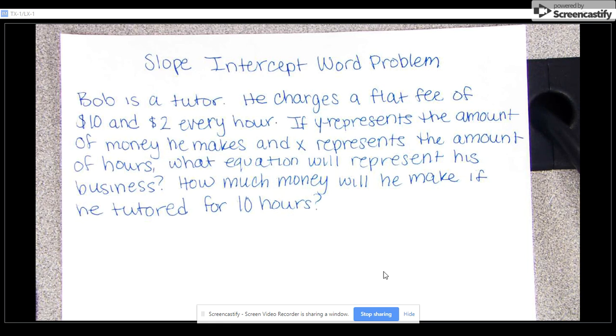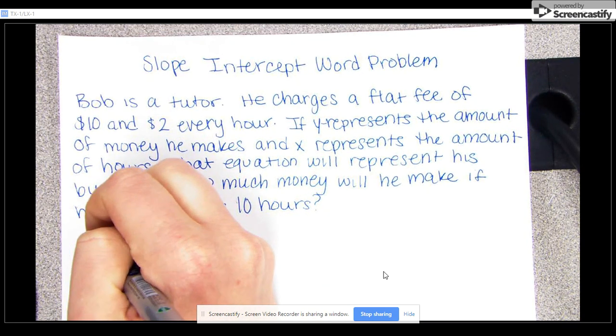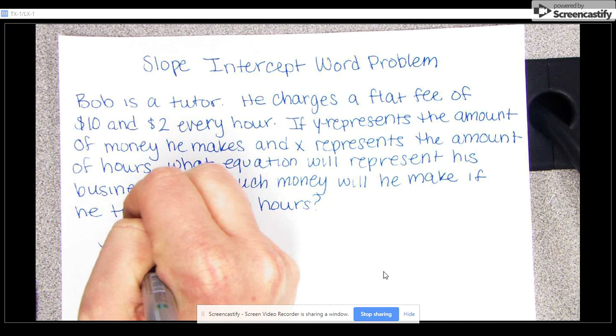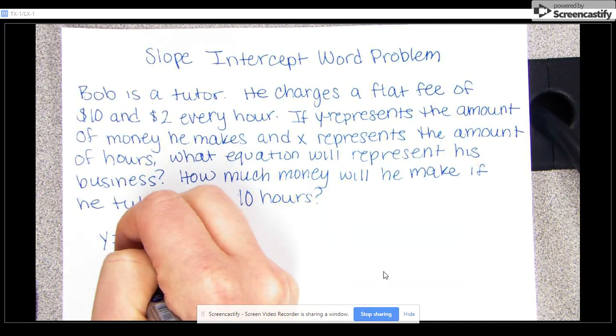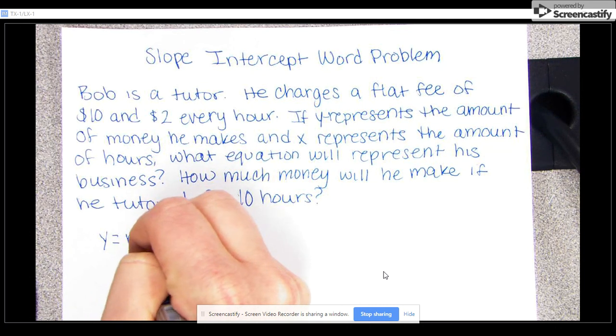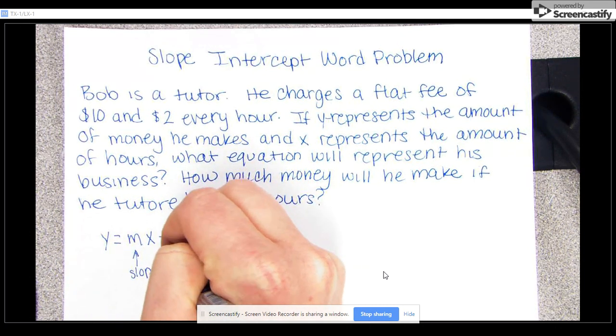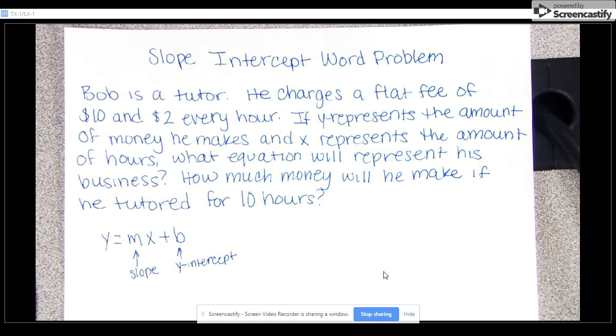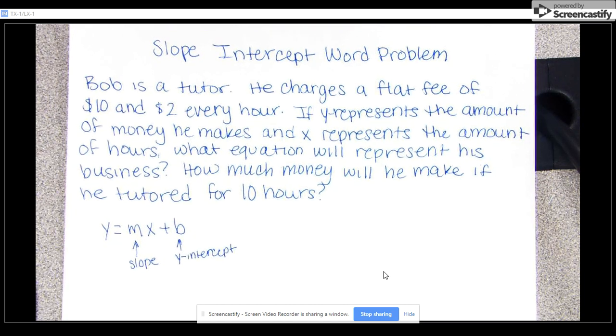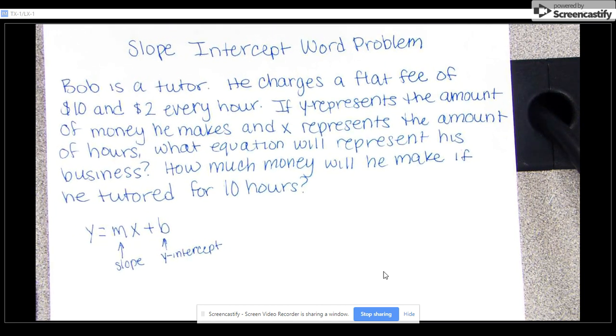Hi everyone. Today we're going to be talking about slope-intercept form, but in word problem form. So before we even begin, it's important to remember that slope-intercept form is y equals mx plus b, with m being the slope and b being the y-intercept. Now that we remember that, let's get to our problem.